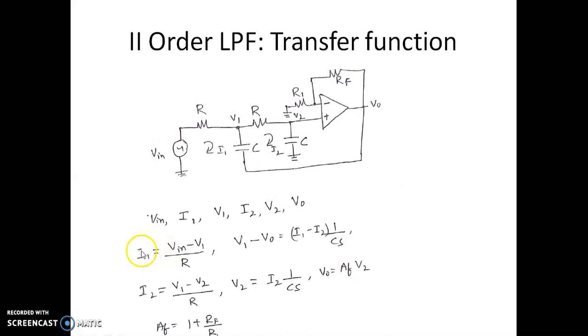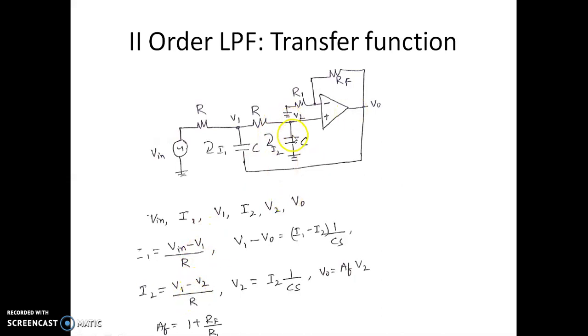This is actually I1. I1 is nothing but the potential difference across this resistor, that is Vin minus V1 divided by R. So that's the expression for I1. Similarly, the potential difference across this capacitor is V1 minus V0, because this is V0 here. This potential difference is proportional to the reactance offered by the capacitor, so V1 minus V0 can be written as I1 minus I2 into the impedance of the capacitor. Similarly, we can write the expression for I2 as V1 minus V2 by R.